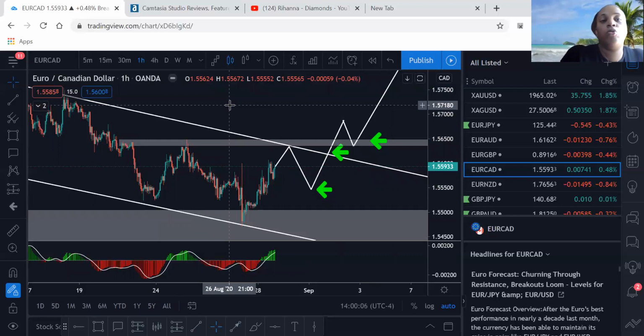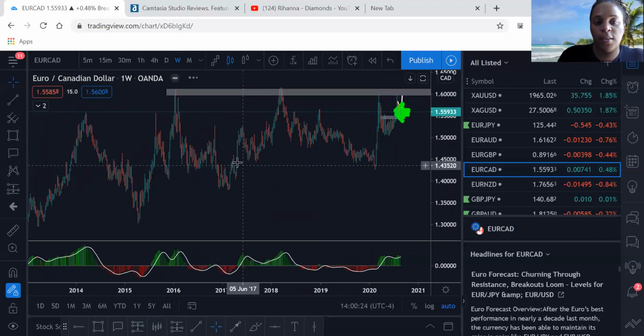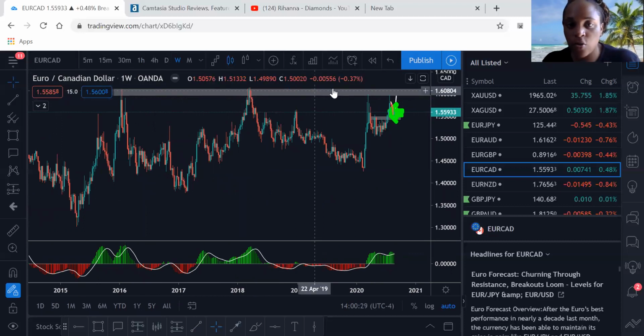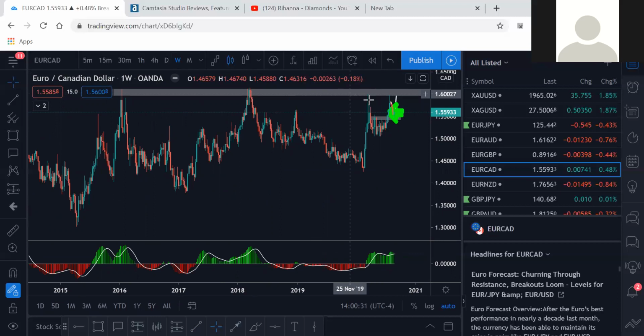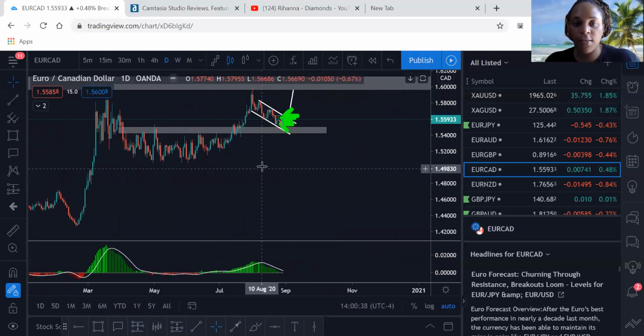So the only thing you need to do now is a top-down analysis. You start from the weekly and come down through the time frames to see if you can see any channels, patterns, anything like that. Let me run back through it again: on the weekly time frame, we identified that we are at a weekly resistance zone.